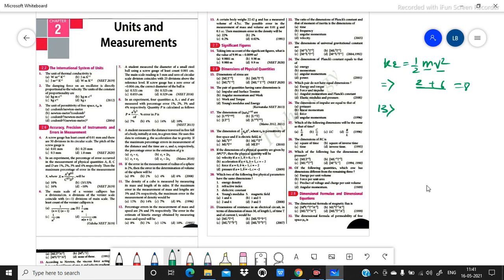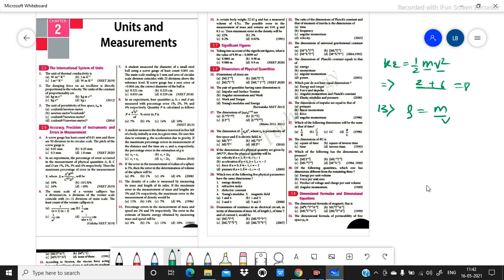13 number is given as a certain body weighs 22.42 gram and has a measured volume of 4.7 cc. The possible errors of the measurement of the mass and volume are 0.01 gram and 0.1 cc. The maximum error in the density will be. Here you have to think in this way: volume is given, mass is given. So the question is the maximum error in density. So what is the density formula? Density formula is again mass by volume.